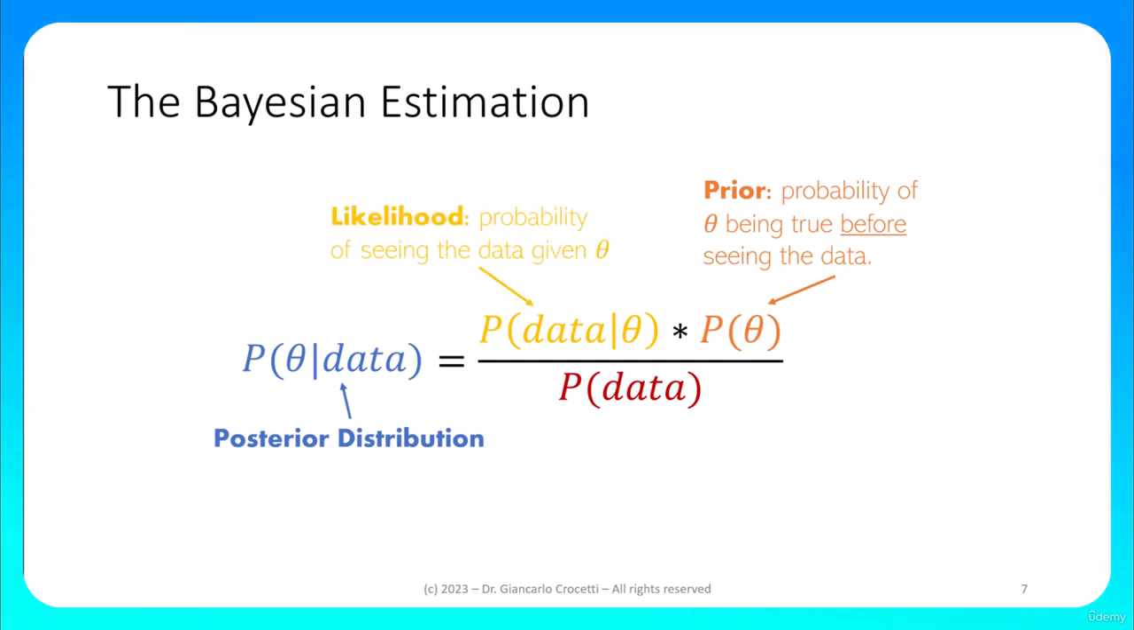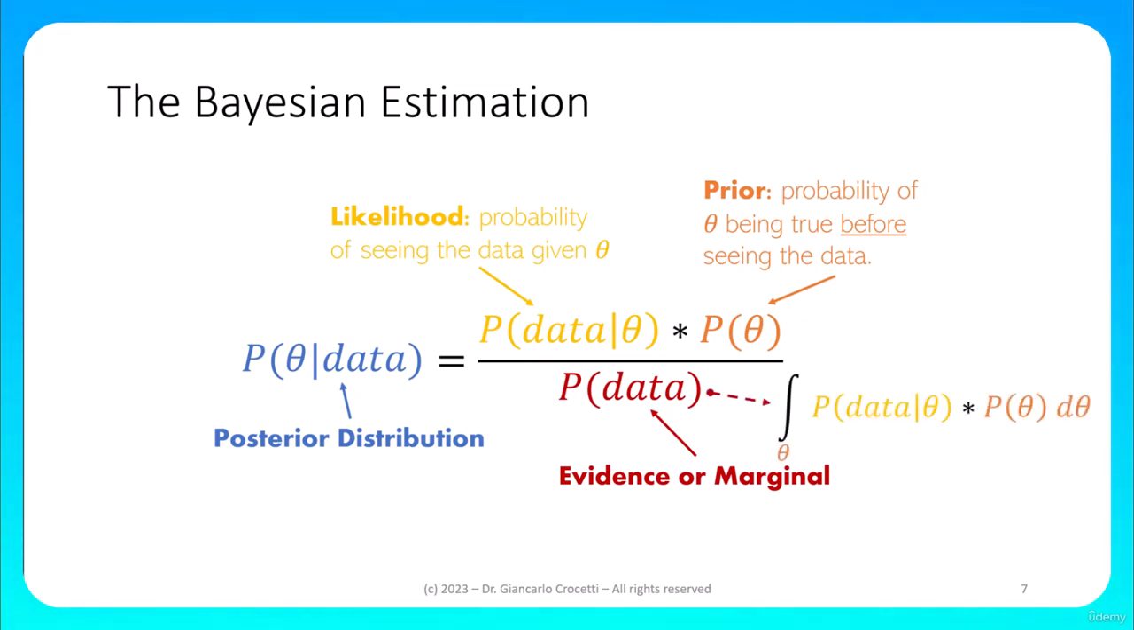P of data given theta is the likelihood of the data given the parameter theta. It measures how well the model with parameter theta explains the observed data. P of data is the marginal likelihood or evidence. It is the probability of the data under all possible values of theta. In practice, it serves as a normalizing constant to ensure the posterior distribution is a valid probability distribution. It is defined as this integral, which is often intractable for complex models, which is why special methods are employed for its calculation.